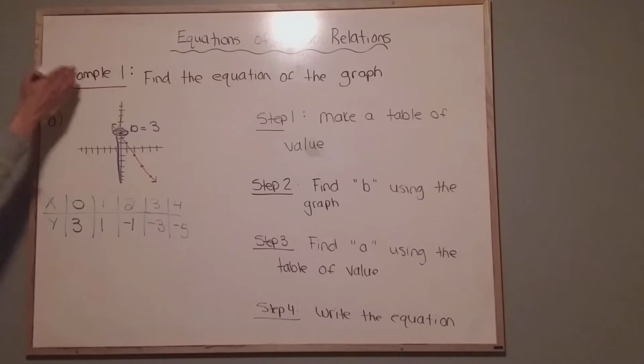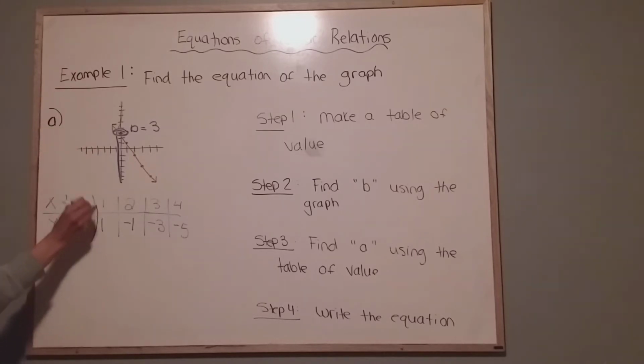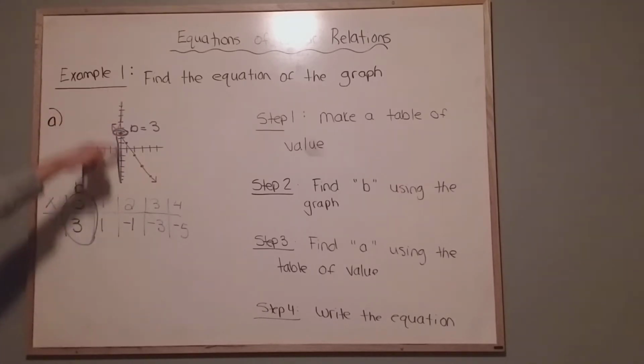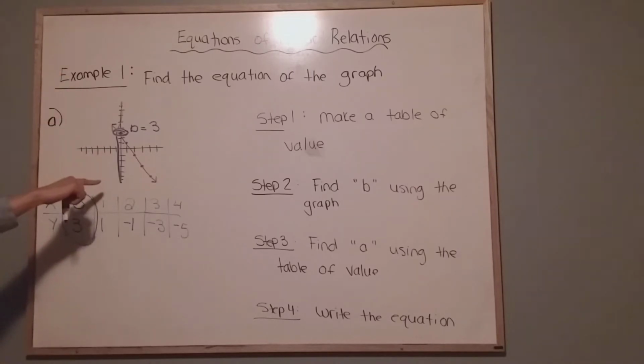Okay, your B is always there, or it's the point when x is equal to 0, your B is 3. So this is also your B. So you can look at your table. Your B is when x is equal to 0, or you can look at the graph where it touches your y-axis. So I've done step 1, I've done step 2.